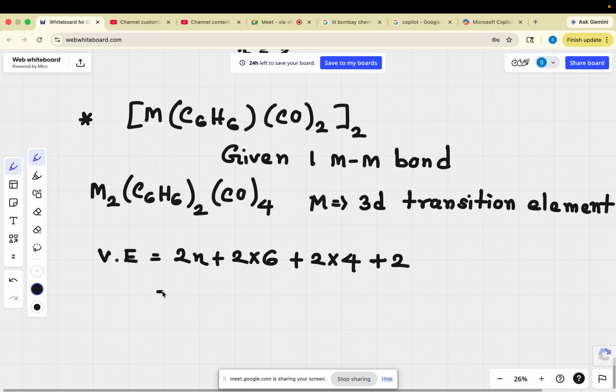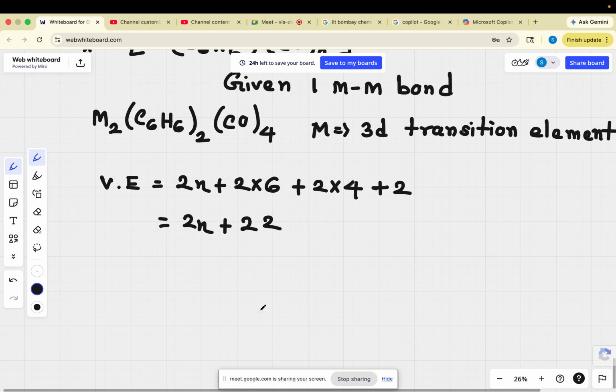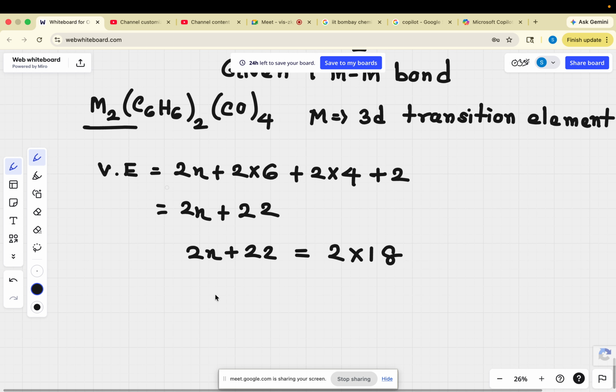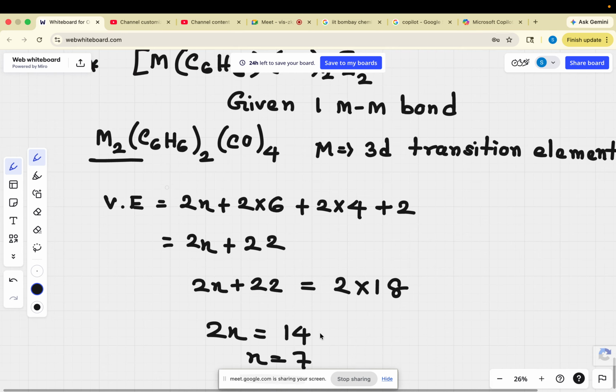Okay, so how much we are getting? 2x plus 12 plus 8 plus 2, so 22. So 2x plus 22, again you are getting an equation. That will be equal to what? How many metal atoms you have? 2. So if they follow 18 electron rule, it will be 2 into 18, 36. Right? So 2x is equal to what? 14, right? So x is equal to 7. So 7 electrons you will have in your metal center.